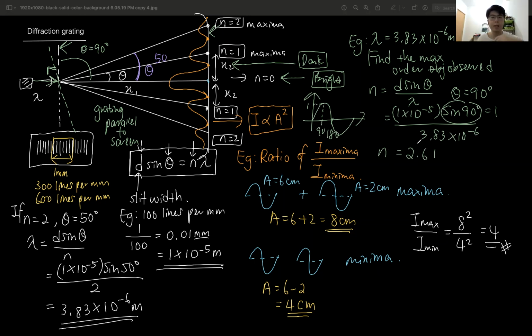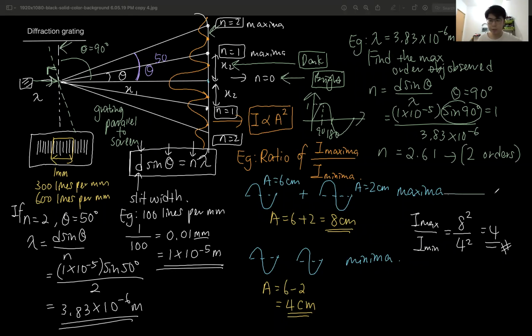So what is the answer? Can it be 2.61? There's no 0.6 order, right? 0.6 means that you cannot see the third order yet. So the maximum that you can see is just 2. So we round down to 2 orders. Okay, maximum is 2 orders.